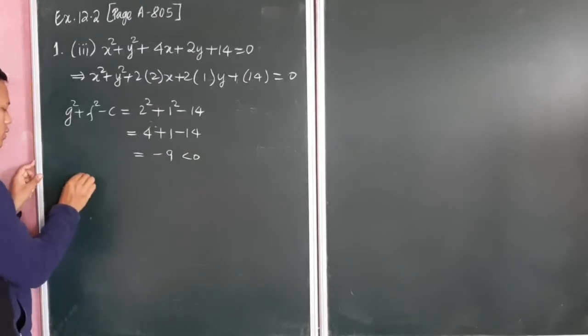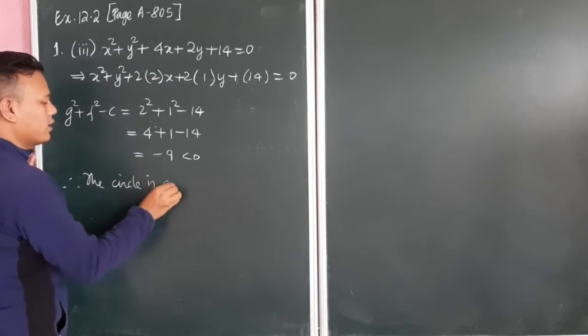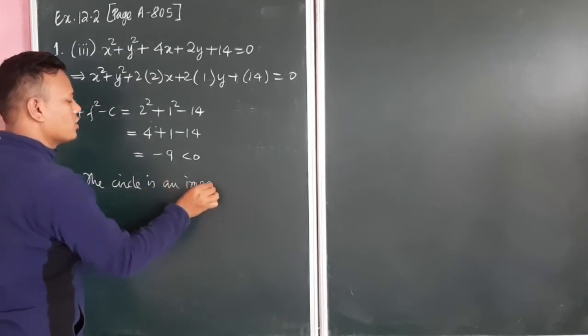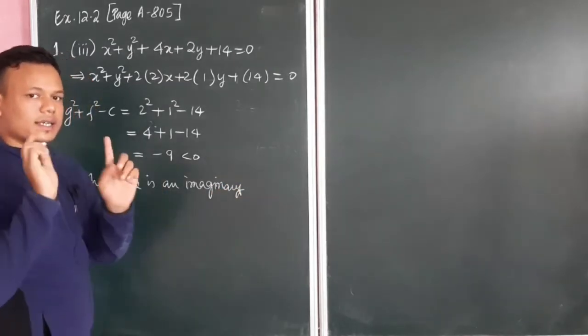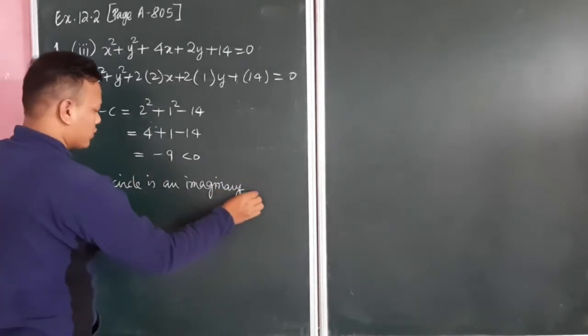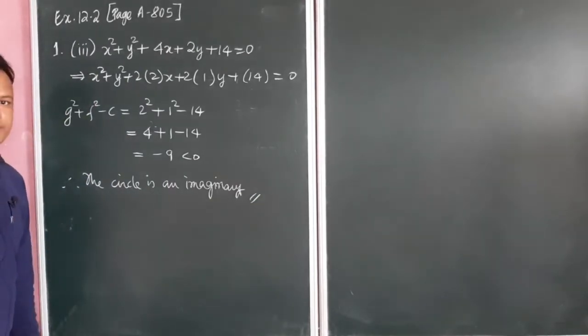So therefore the circle is an imaginary circle, and if it is imaginary, we don't talk about its center. All right, so the circle is an imaginary circle. Pause the video to note down.